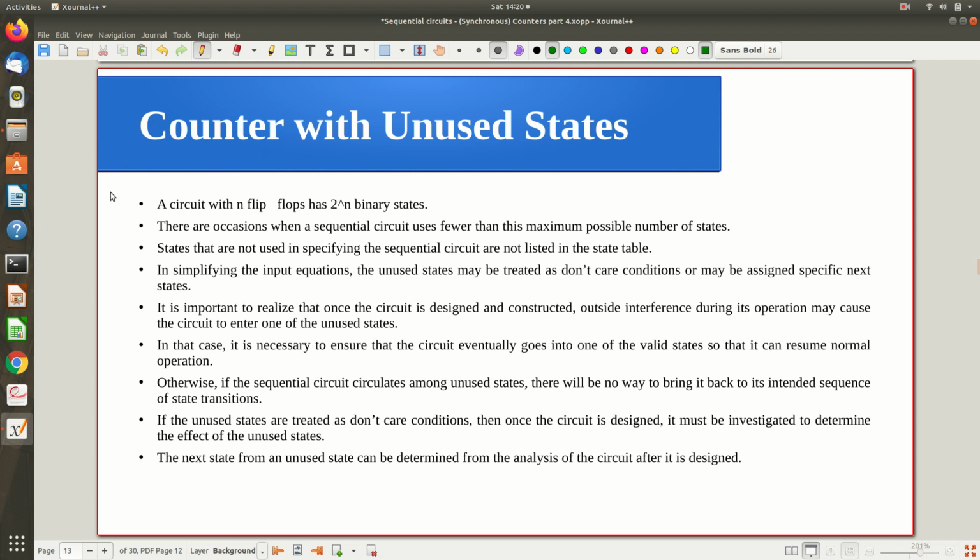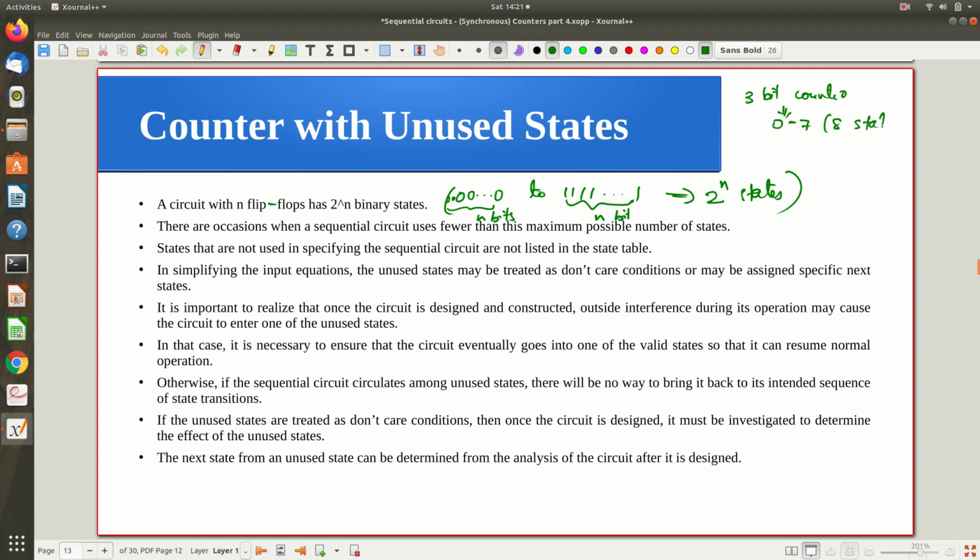So what is written? A circuit with n flip flops. By default, whenever I am having a circuit with n flip flops, basically it is an n bit register. So it will go through some 2 power n binary states, right? N bits are there, so starting from all 0s to all 1s in n bits. So it will count 2 power n states. So for example, a 3 bit counter means it will count from 0 to 7. Right, 0 to 7 means 8 states. That is 2 cube.